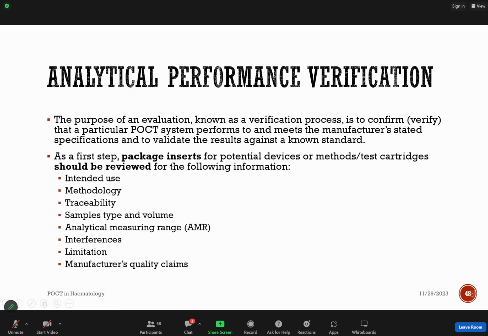As a first step, the package insert for potential devices or methods, test cartridges, should be reviewed for the following information: intended use, methodology, traceability, sample type and volume, analytical measuring range, interferences, limitations, manufacturer's quality claim. Okay, this is actually the form that I showed you earlier for evaluation. When there is a request, the POCT coordinator or POCT license officer needs to evaluate according to this information.